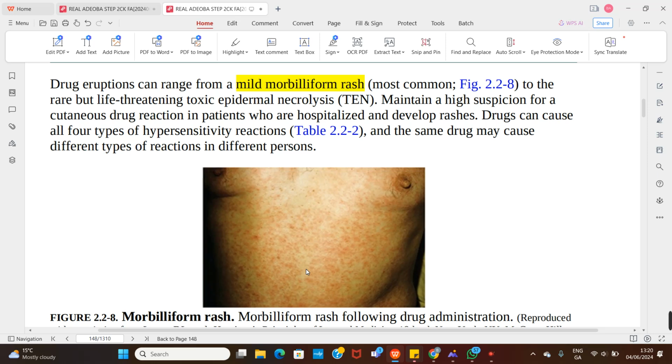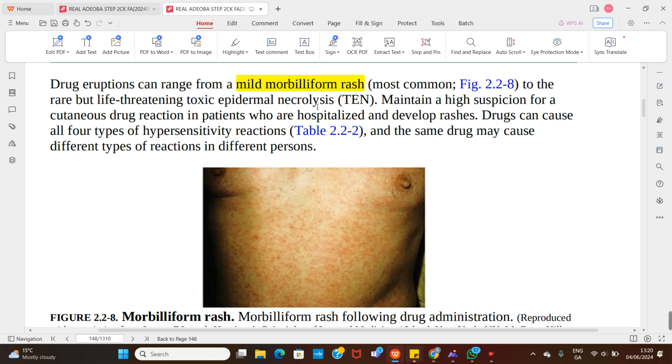So this is the commonest rash pattern in individuals with drug eruption. It can span from a normal morbilliform or erythematous rash to life-threatening presentations like toxic epidermal necrolysis.